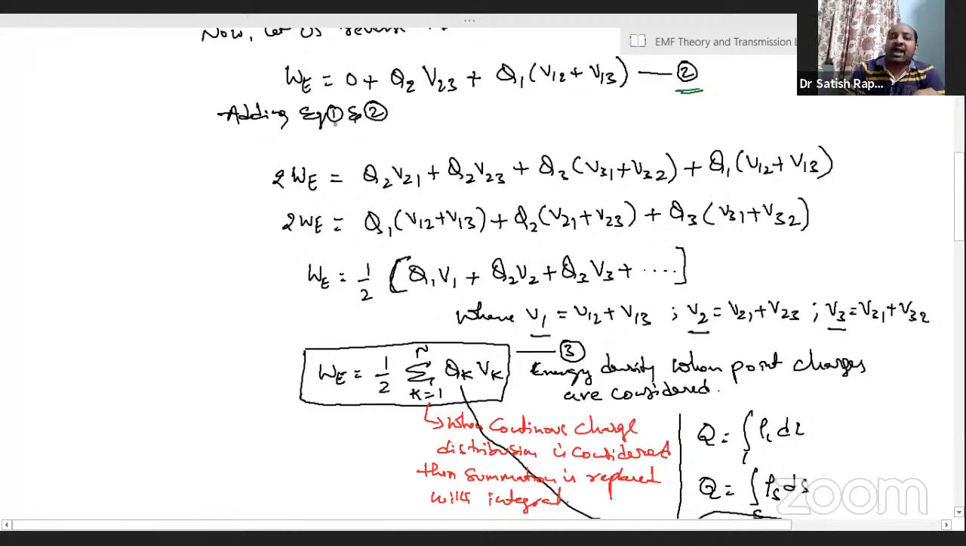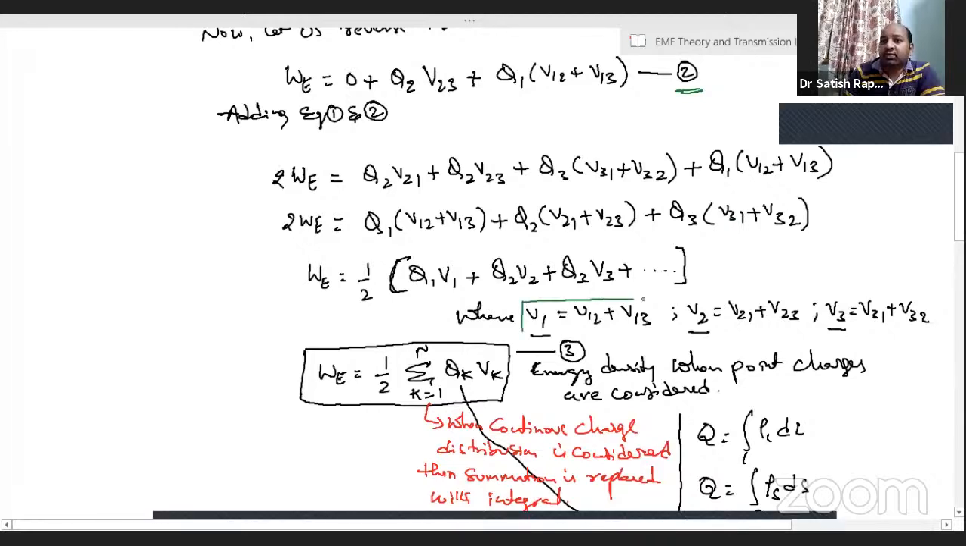So therefore, adding equation 1 and 2, and 2 WE is equal to this, and simplifying this, we have one half Q1 V1 plus Q2 V2 plus Q3 V3 and so on. If there are more than 3 point charges, you go on adding sequentially, you will get the total work done, right? So where V1 is equal to V12 plus V13.